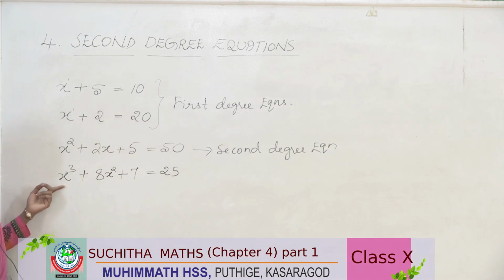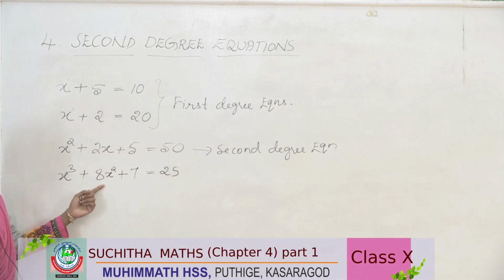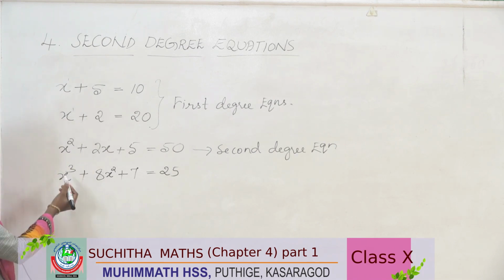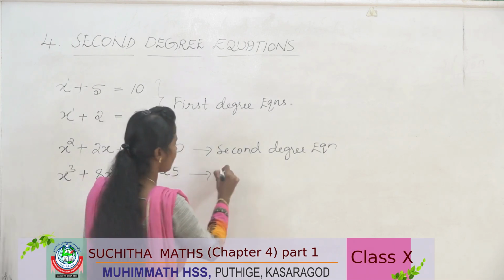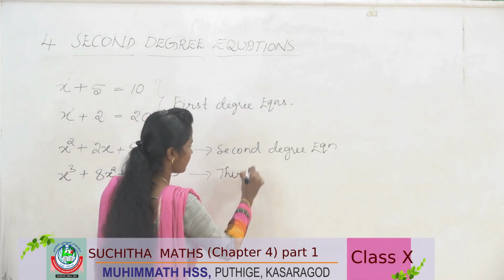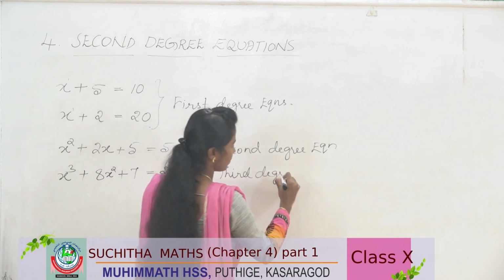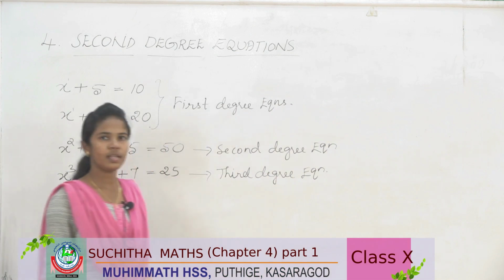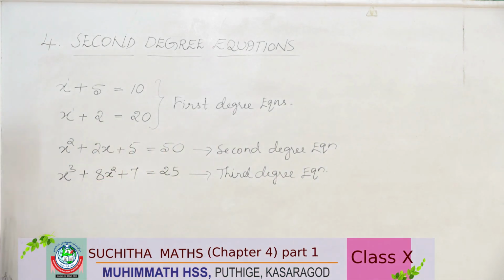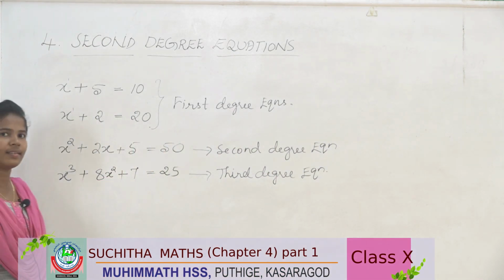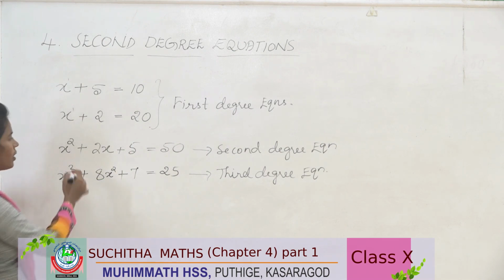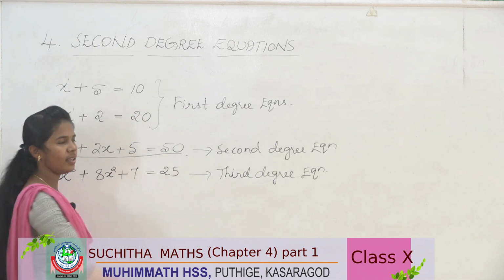Then third one, next x cube plus 8x square plus 7 equal to 25. Here the highest power of x is 3. So this equation is a third degree equation. That is, equations with degree 3 are called third degree equations. So in this chapter we are going to learn about the second degree equation.